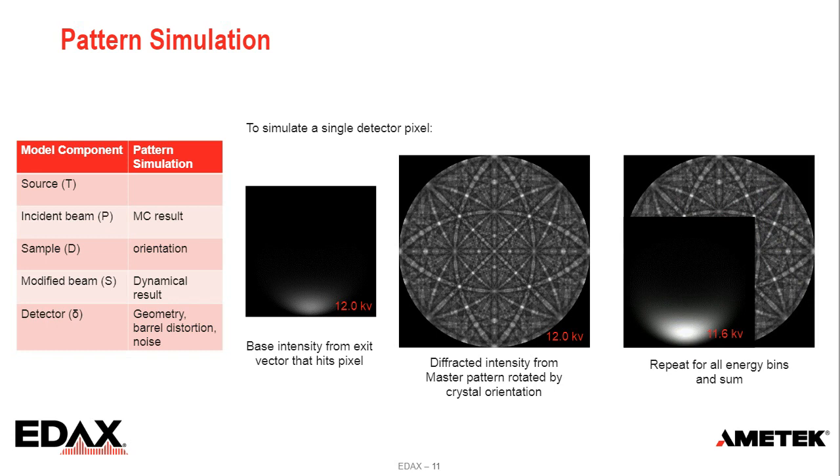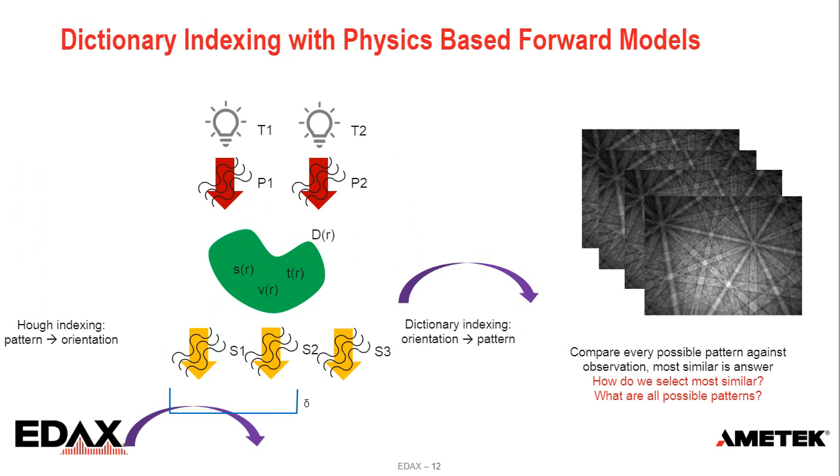And you can also choose to capture some of the detector details if you want, like if you know you have some barrel distortion, or you can add realistic noise if that's needed. And these generally produce pretty high quality patterns. So here are some simulated patterns on the right.